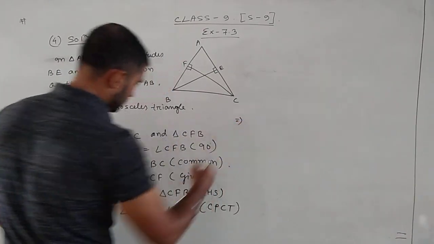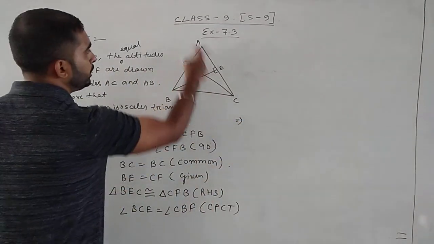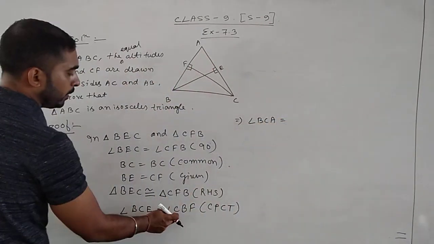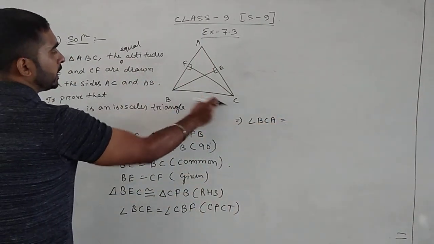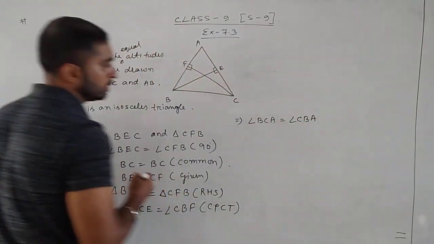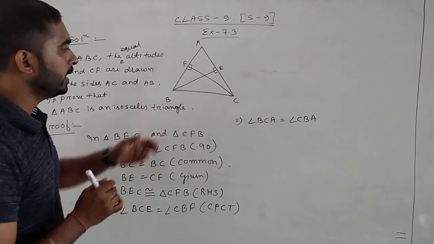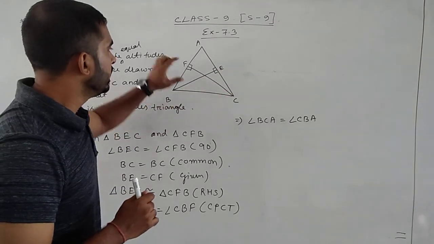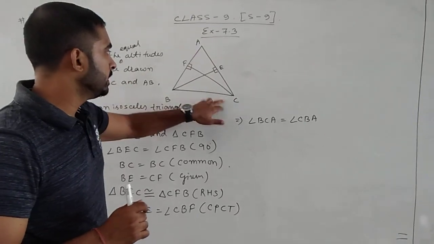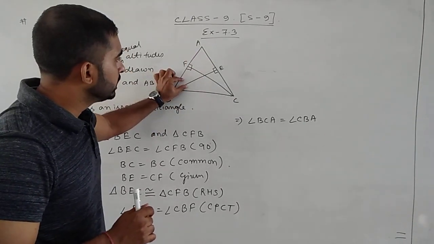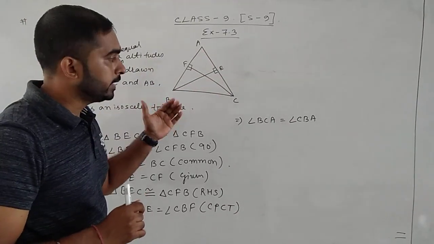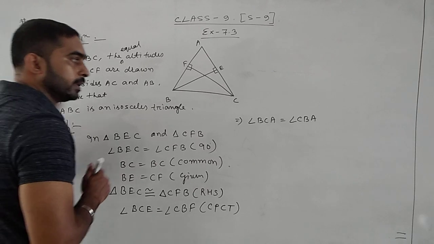So BCE means we can write BCA, and in place of CBF we can write CBA. Angle BCA equals angle CBA. Now if you consider triangle ABC, this angle equals this angle. In a triangle, if two angles are equal, then it is an isosceles triangle.